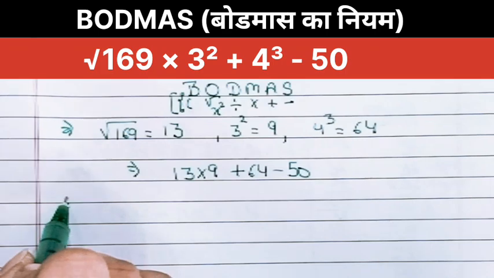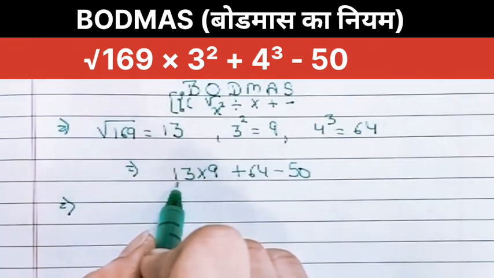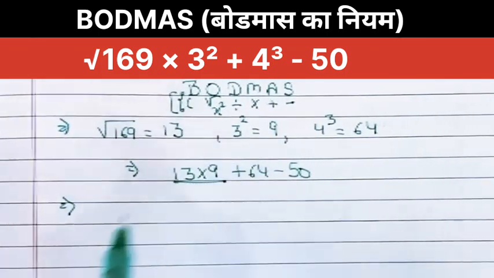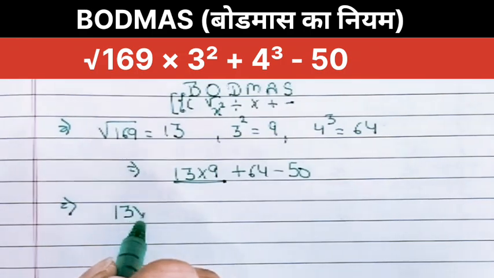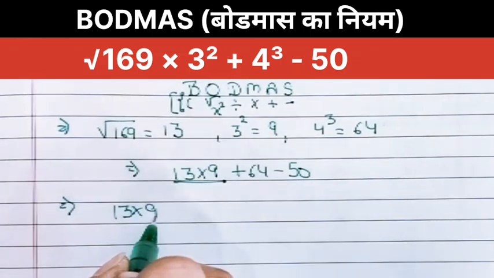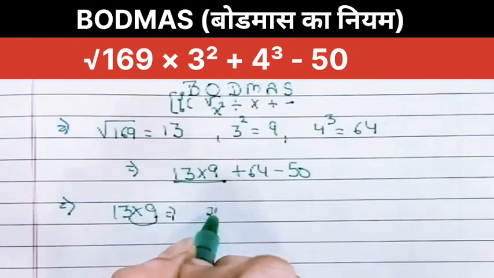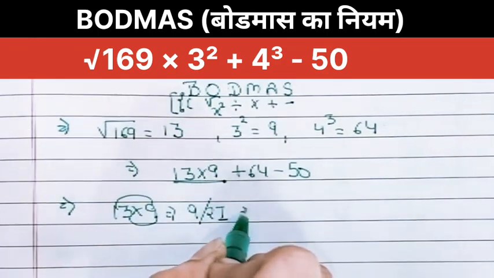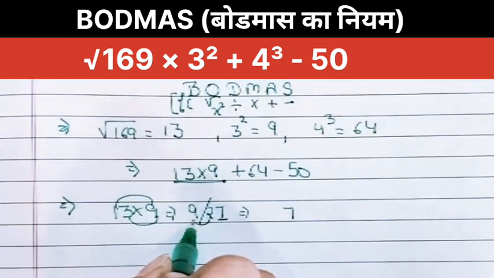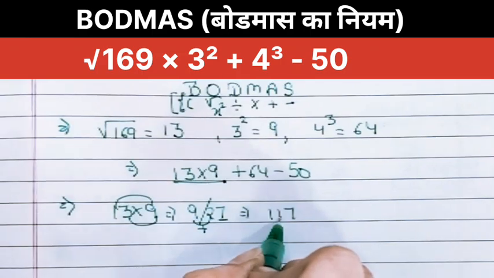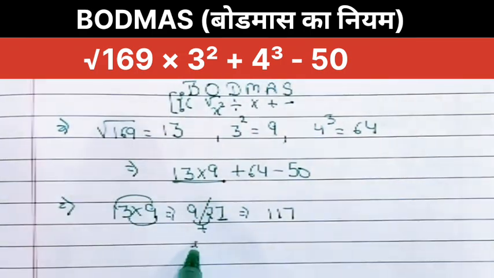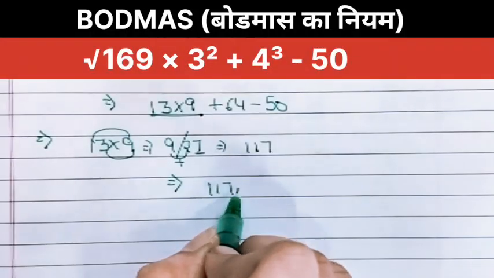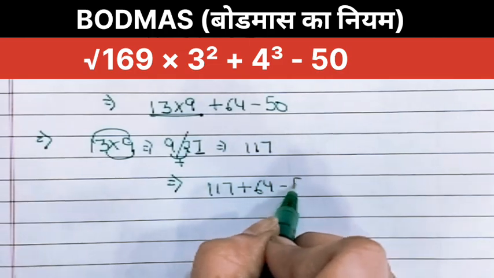Now move to the second step, perform multiplication. First we multiply the digits, so 13 multiplied by 9, we can use the Vedic math trick. 9 3s are 27 and 9 1s are 9. Ones place should be written as it is, 2 should be added to 9 is 11, and now the new expression becomes 117 plus 64 minus 50.